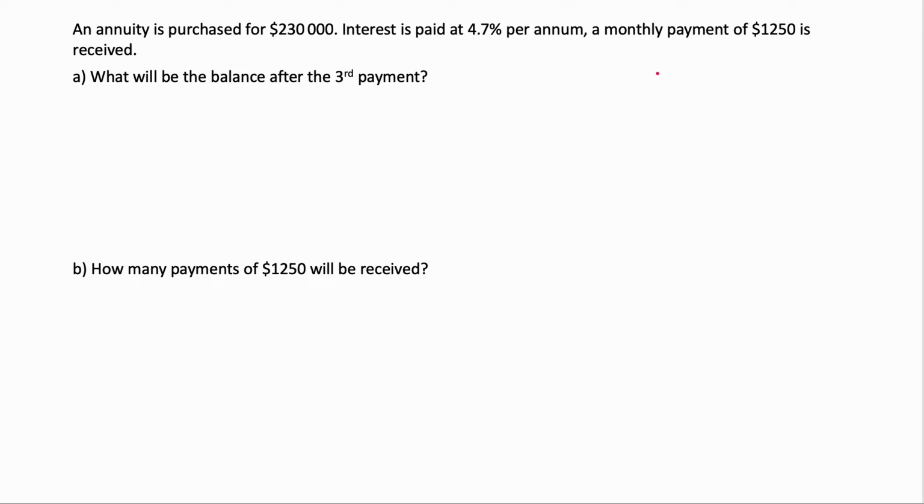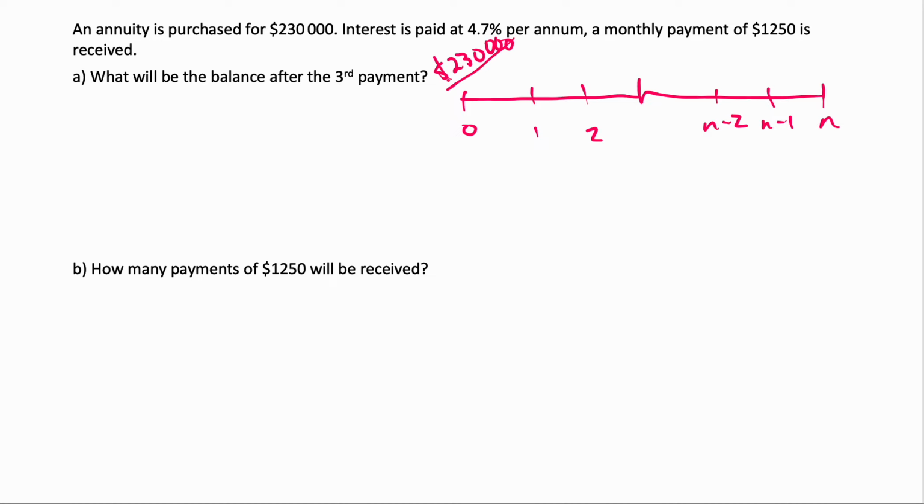So once again, I'll just visualize what's happening on a timeline. This time we don't know how long this is going for, so I'll just put N up there. We've purchased an annuity, so that means our big lump sum of money is at the beginning. We've put that into the investment, and then they're going to keep paying that back to us in regular payments of $1,250.